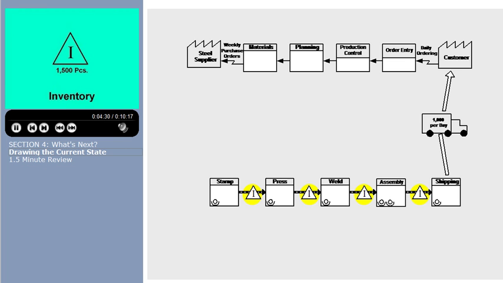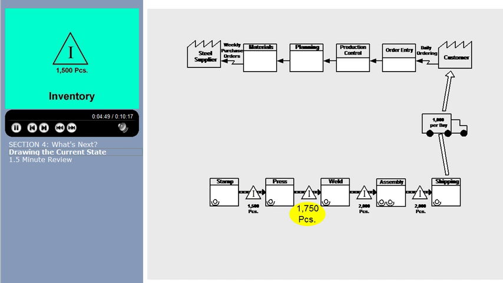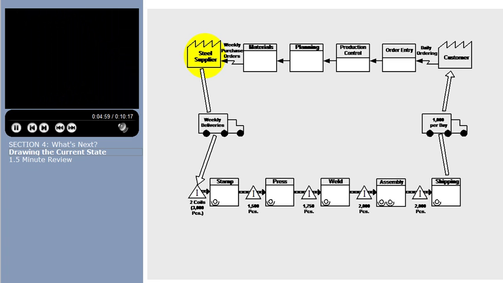The triangular icon represents inventory between each of the operations. The inventory count should be noted. When we walked the process in the mock company, we found the count between the processes. Between stamp and press, we have 1,500 pieces. Between press and weld, 1,750 pieces. Between weld and assembly, 2,000 pieces. And between assembly and shipping, 2,000 pieces. The steel supplier is shipping weekly. The truck shipment is 2 coils. Each coil represents 1,500 pieces.